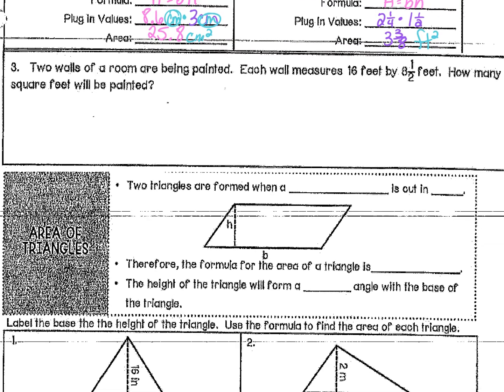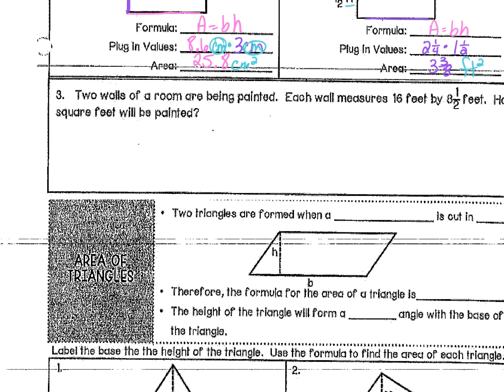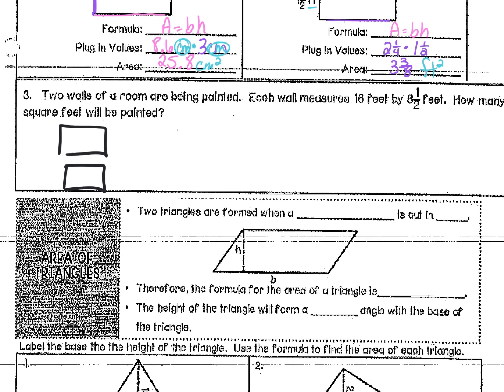2 walls of a room are being painted. Okay, so I have these 2 walls. Each wall measures, it looks like they're going to measure the same, 16 feet by 8.5 feet. I'm going to assume they're not super tall. So 16 feet by 8.5 feet. And there are 2 of them. So since they're exactly the same, you can do this, and then we'll multiply it by 2. You can do it and add the number together twice.